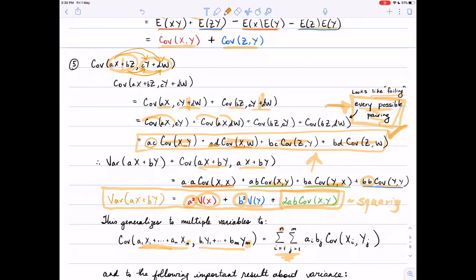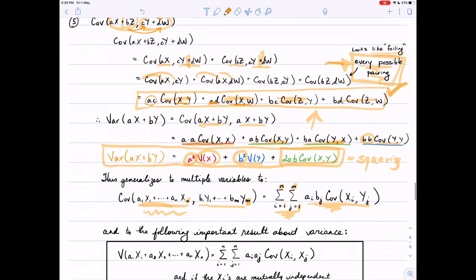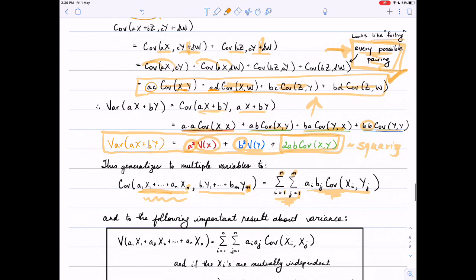I from 1 to n captures all of the x variables. J from 1 to m carries all of the y variables. And then we have every single possible pairing adding all of these up. If we apply this to variance, well, you are getting the same expansion here, right?